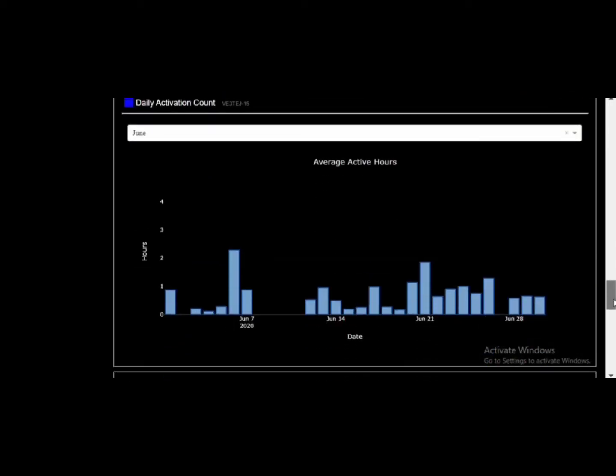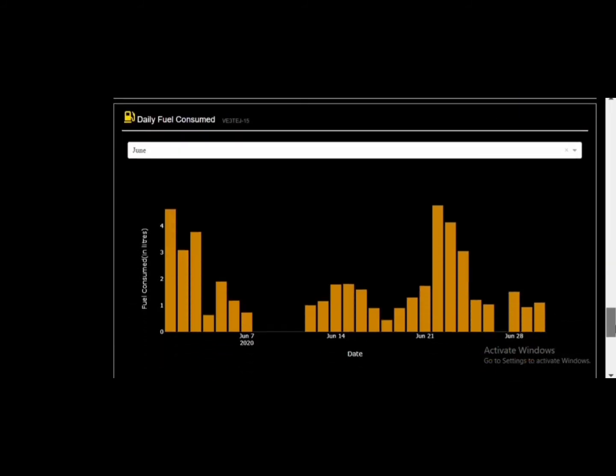Daily activation count shows how many hours in past days my vehicle was found in moving state. Let's check for the month of June. We can see that it had run 0.44 hours on the 12th of June, and about 0.59 hours on the 13th of June. Your vehicle's consumed fuel can also be monitored. This bar chart shows that your vehicle had used 4 liters fuel on the 22nd of June.